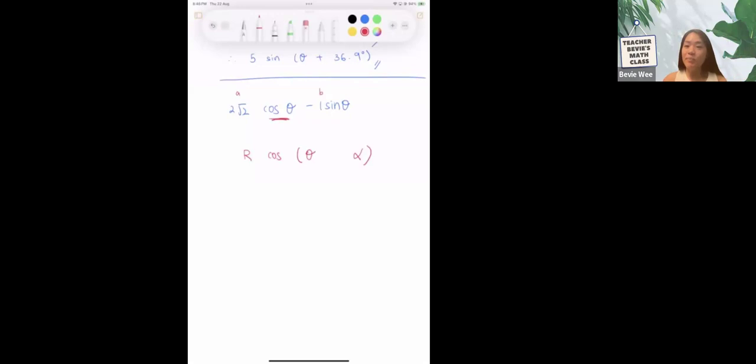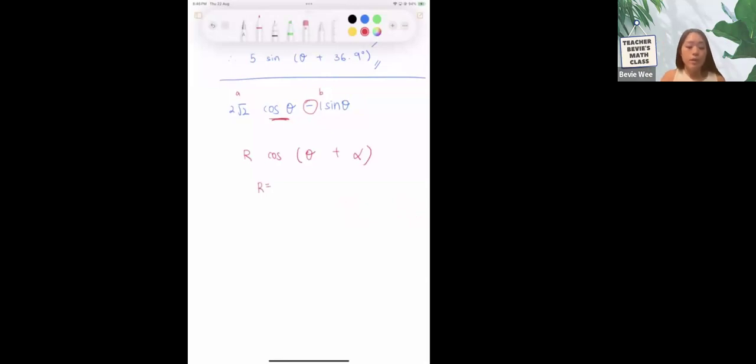For cosine, remember, I just mentioned it will be opposite. Okay, so remember, if it's sine, same sign. For cos, it is opposite sign. Understand or not? Okay, please remember this. Okay, same thing. Can you all help me find my R value first?